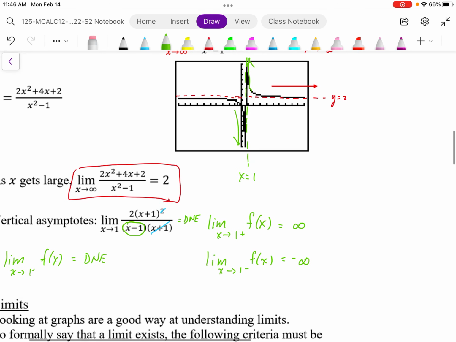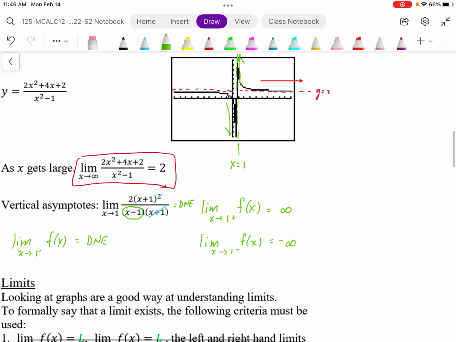Now lastly, it's the holes. Now again, we've dealt with these holes before. So we know we have a hole at x equals negative 1. And the way we dealt with it before was we just plugged in the hole value, the y value, into that. So at x equals negative 1, we just plug in negative 1 into the equation.